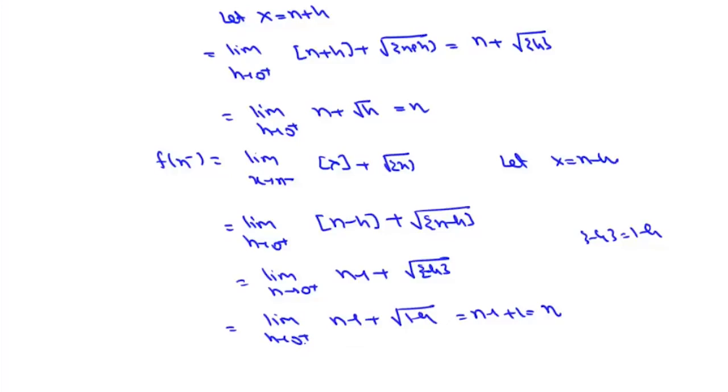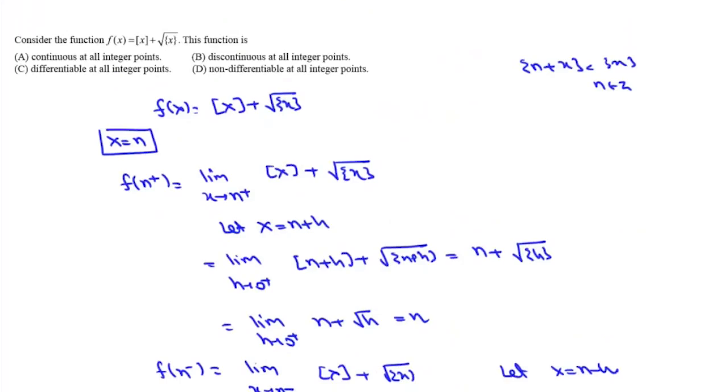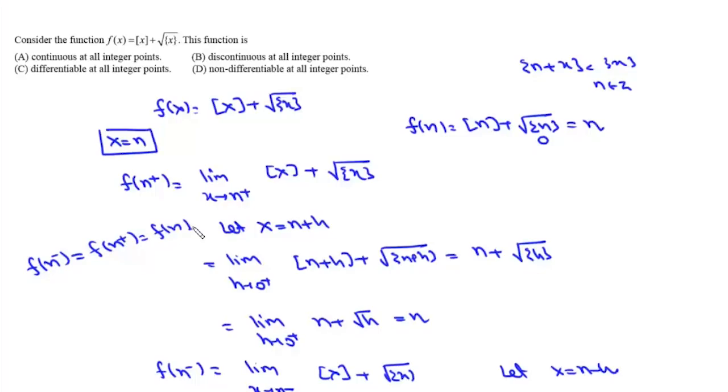Now if we find the value at n, f(n) will be greatest integer function of n plus under root of fractional part of n. Now fractional part of n is 0, and greatest integer function of n is simply n. So in this case, f(n) negative is equal to f(n) positive, and that will be equal to f(n). So this function is continuous for all integers. Now we'll find its differentiability.